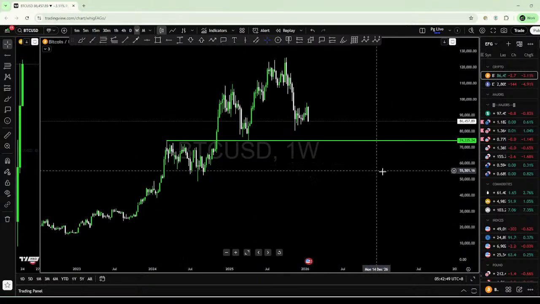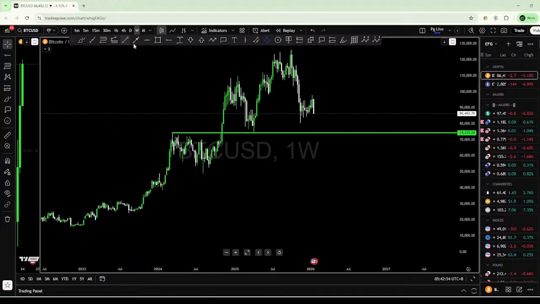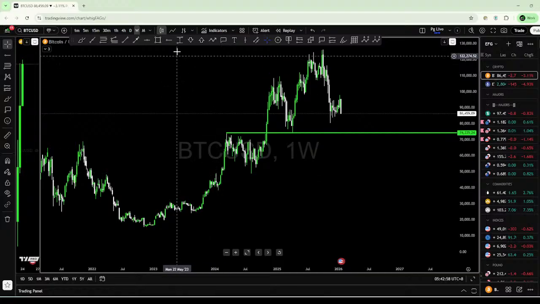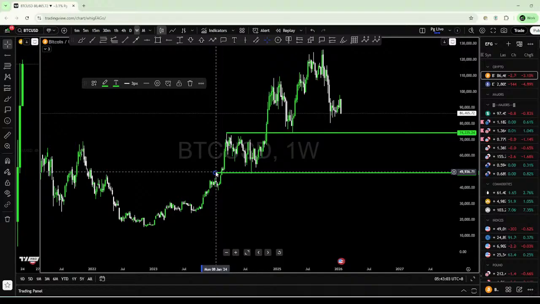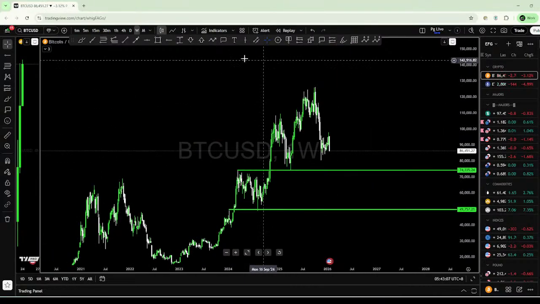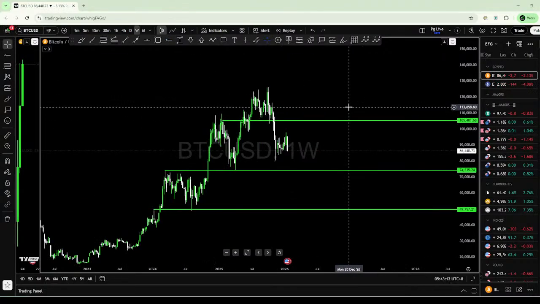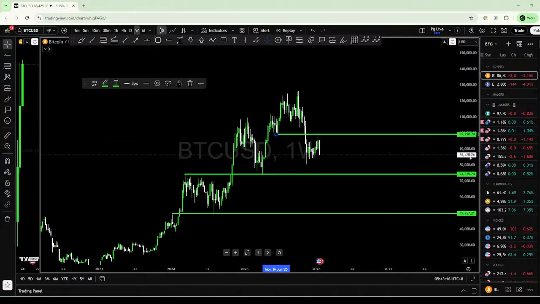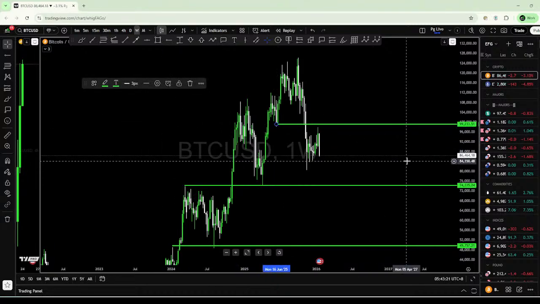But if price can close below 75k, I think you're going to see a lot of the investors sell off this BTC to this level, 50k. And we saw the BTC crash before, right? So right now for the BTC, they had already set 100k as the resistance level.